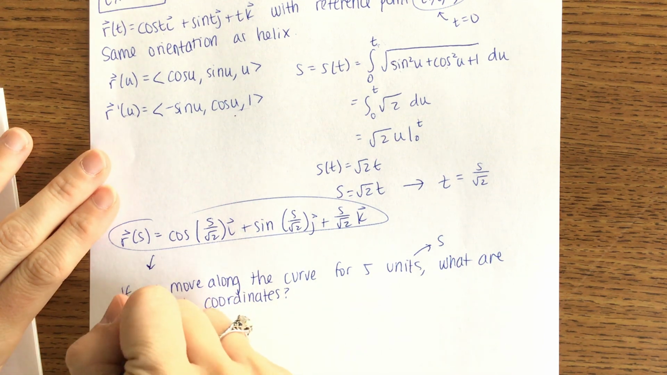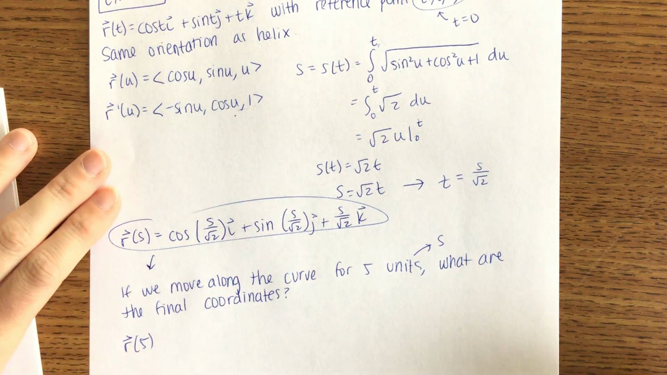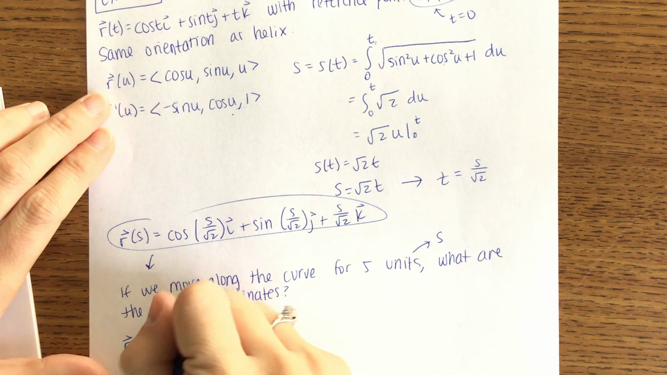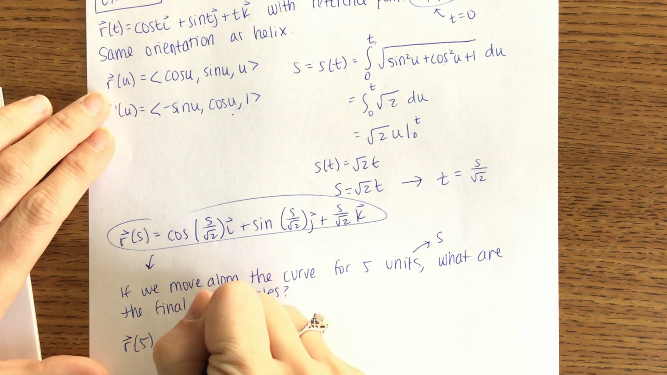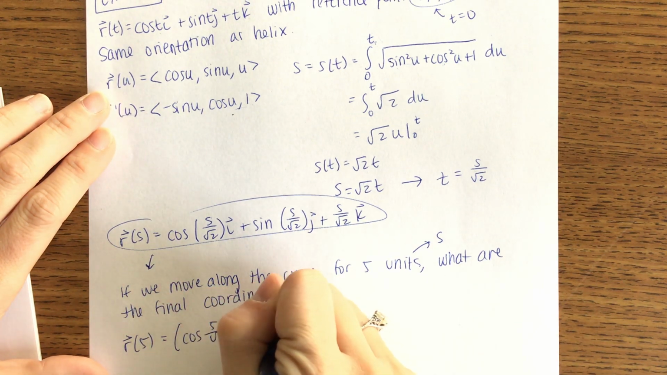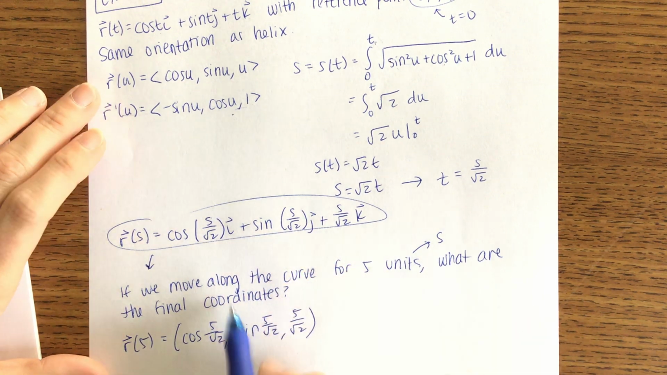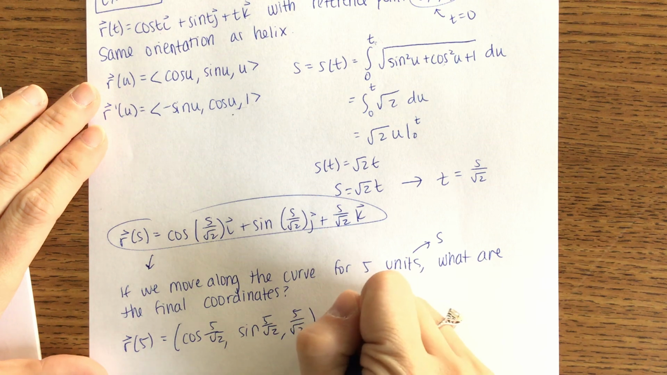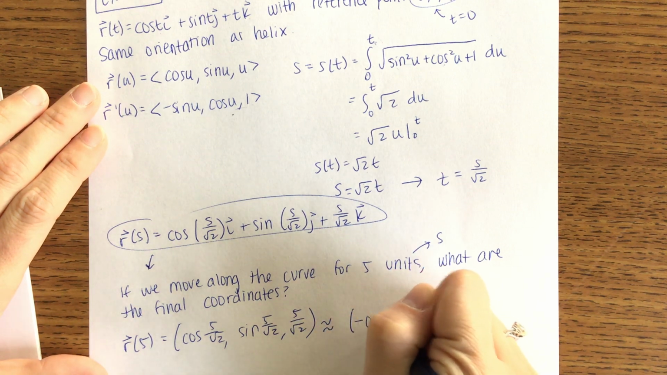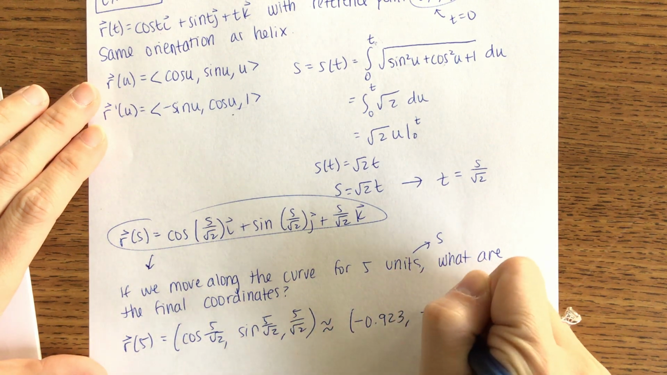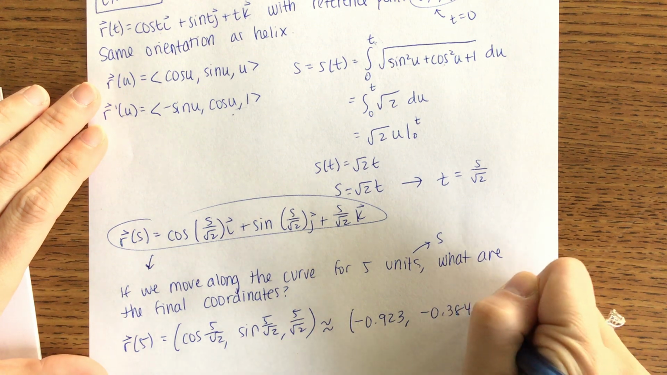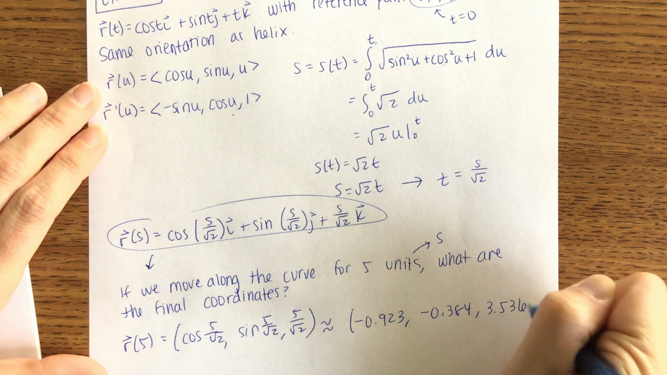So what you can do then is plug in 5 for s. We would get cosine of 5 over root 2, sine of 5 over root 2, and then 5 over root 2. Just plugging in up there. That's about negative 0.923, negative 0.384, and 3.536.